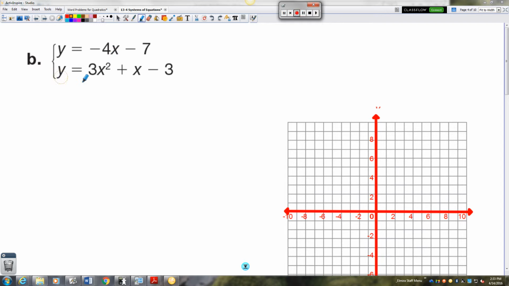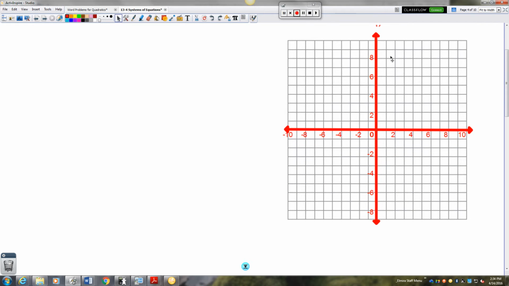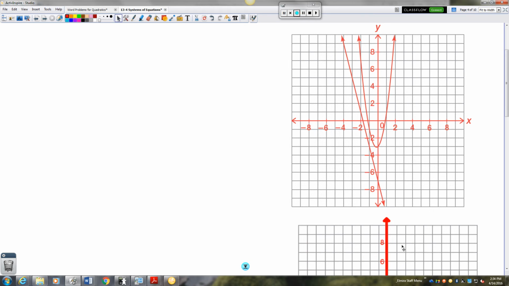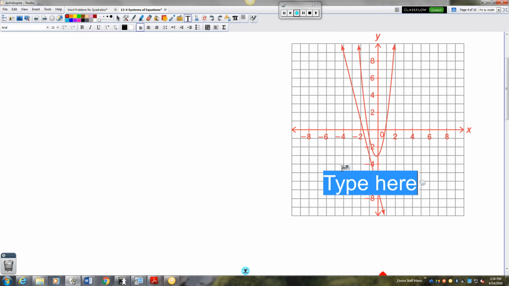Next, we've got this pair, and I scroll down so we can see the graph. When I graph both of those, I have my parabola and my line, and they don't cross at all. So this is one where I would say that there are no solutions, because the two never cross.